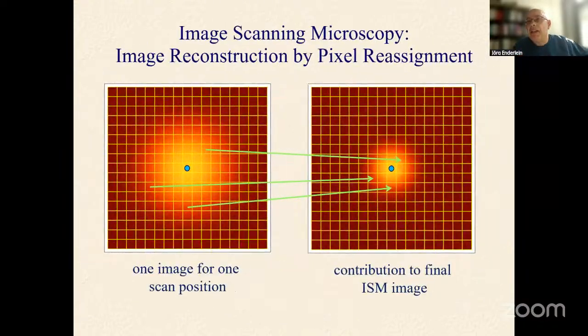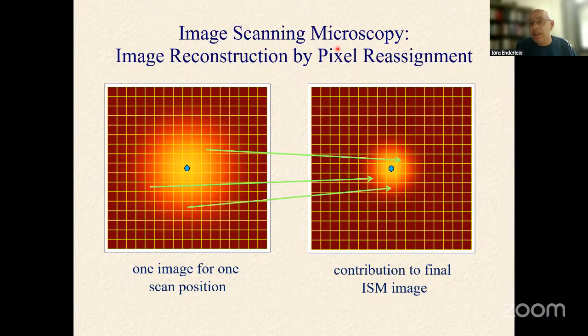What we do in practice, we are positioning our focus into the sample. We record a small image of the generated fluorescence, and then we reshuffle the signal by 1/2 towards the optical axis and add it to the final image. And then we go to the next scan position and repeat this whole process. This is called also pixel reassignment. This is the whole idea of this method, which we call image scanning microscopy.